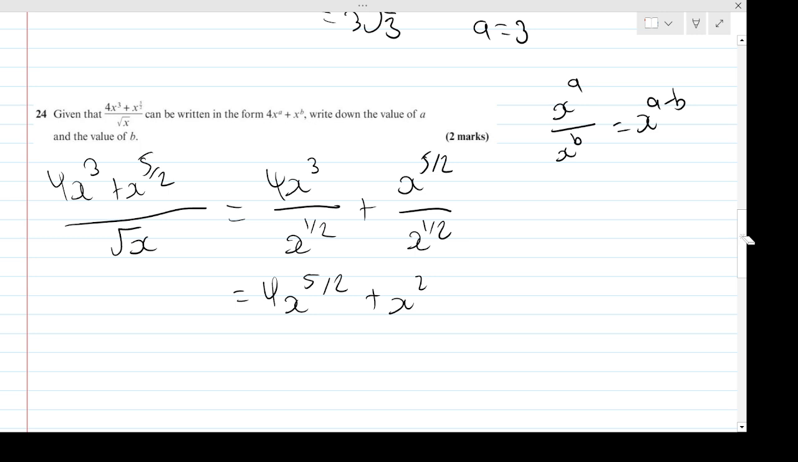Our answer is in this form because now we have 4x to the a, where a is the power. But clearly, again, if we compare, a here would be 5 over 2. So a here and a there, and b up here is the 2. Okay, so we're good.